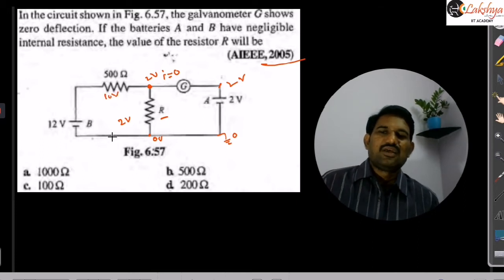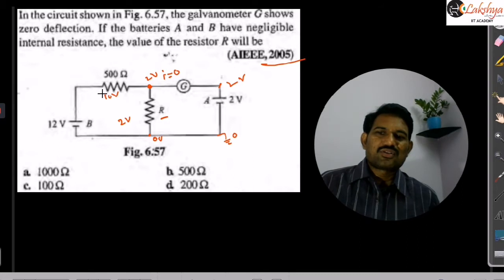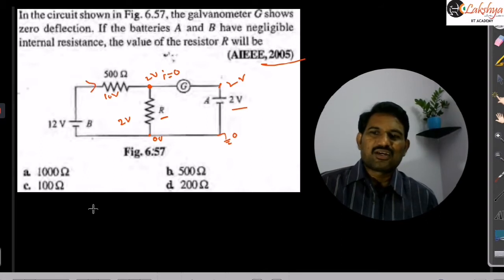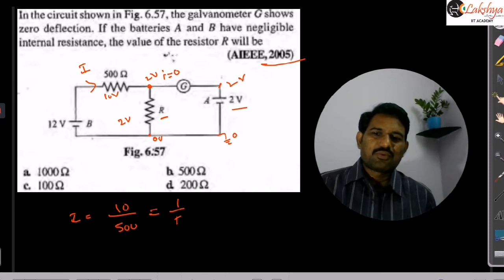The total applied potential difference is 12 volts, and as there is no current flowing through the galvanometer branch, the 2 volts drop is across this resistance. Now as we know the potential difference and the resistance of 500 ohms, we can find the current flowing in that path. The current is V by R, so it is 10 by 500, which is 1 by 50 amperes. That is the current flowing through this path.